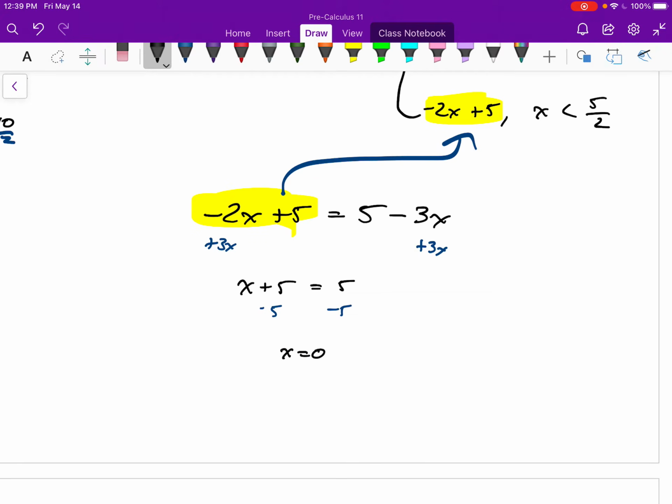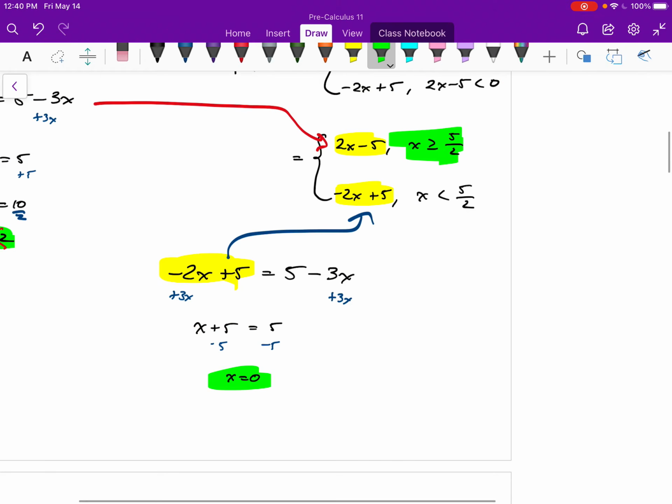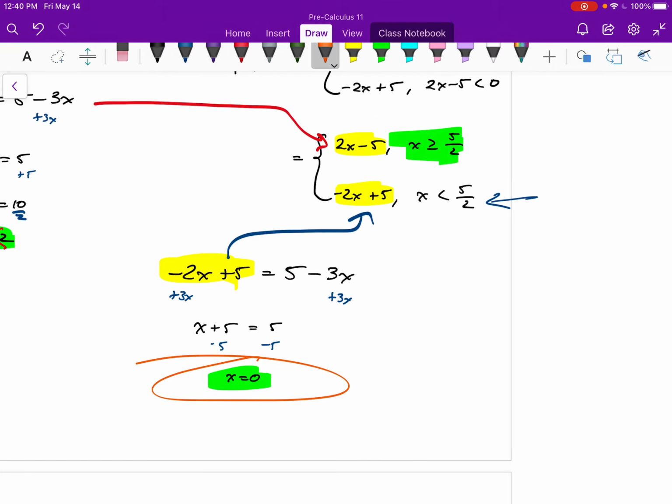Well, that took 5 times longer than it should have. But either way, I got a solution of x equals 0. But again, I now need to make sure by looking back at the restriction right here. And I only look at this piece when x is less than 5/2, when x is less than 2.5. And 0 is definitely less than 2.5. And so this is my solution and my only solution.